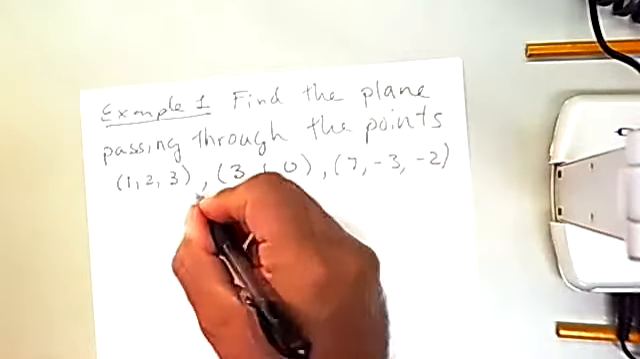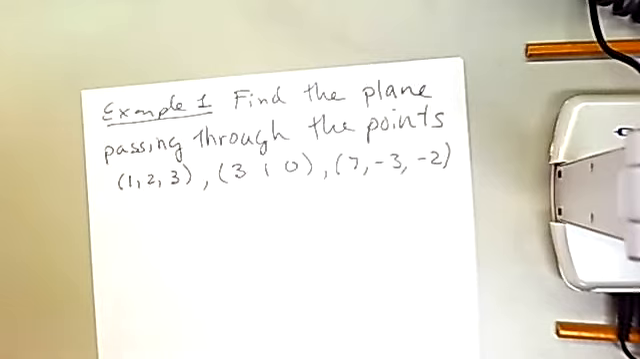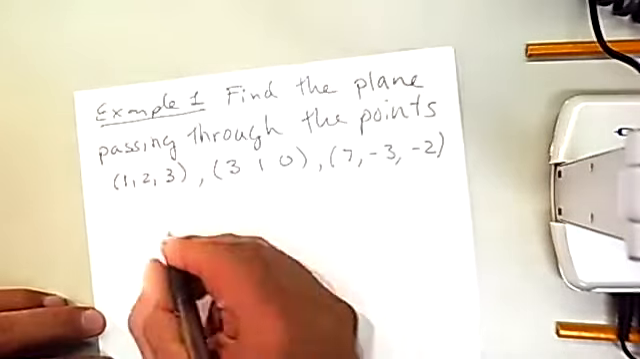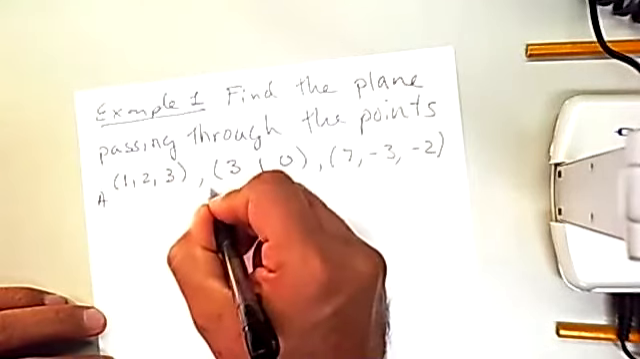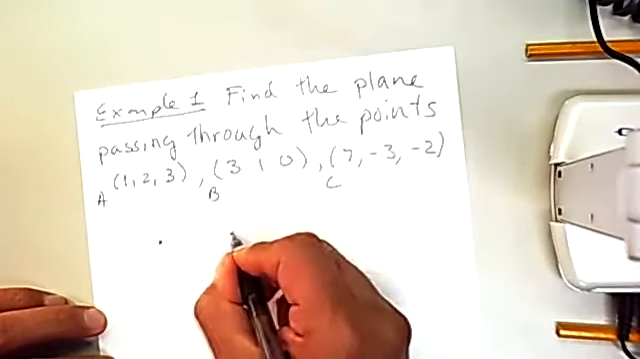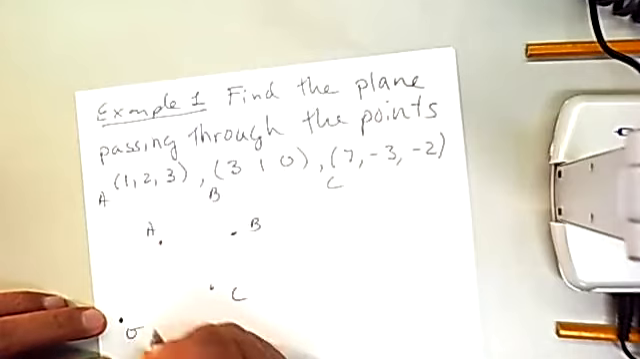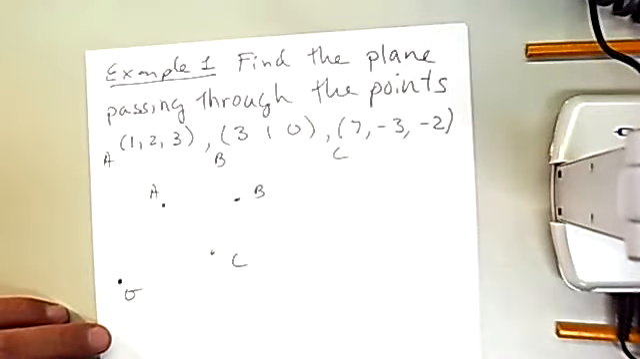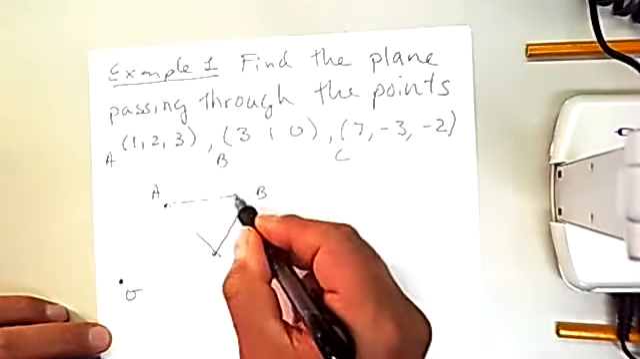You can use any non-collinear points, any 3 non-collinear points, and that will give you a plane. All right, so we got 3 points. We can label this as A, B, and C. So we have 3 points, A, B, and C in space. There's the origin somewhere. And we want the plane that contains those 3 points. There's only one plane that contains those 3.